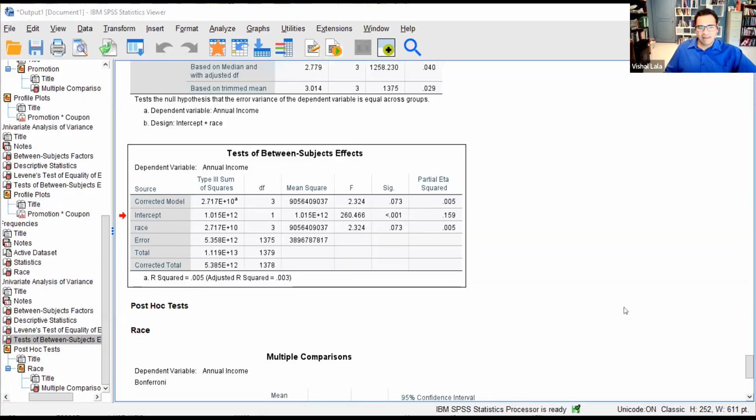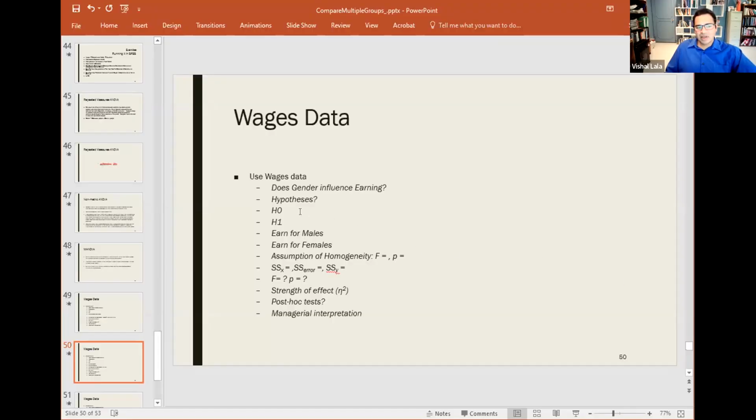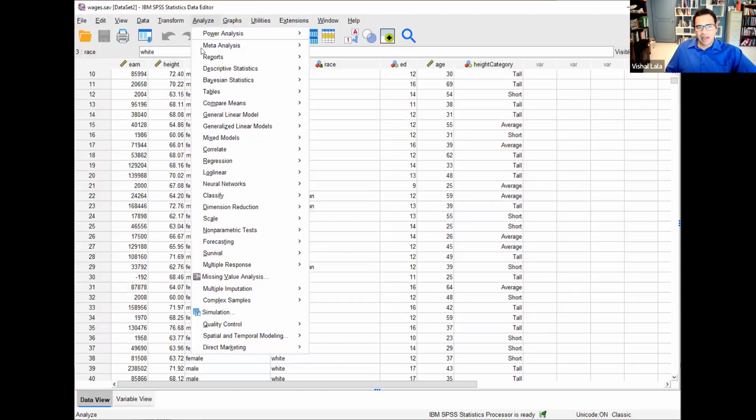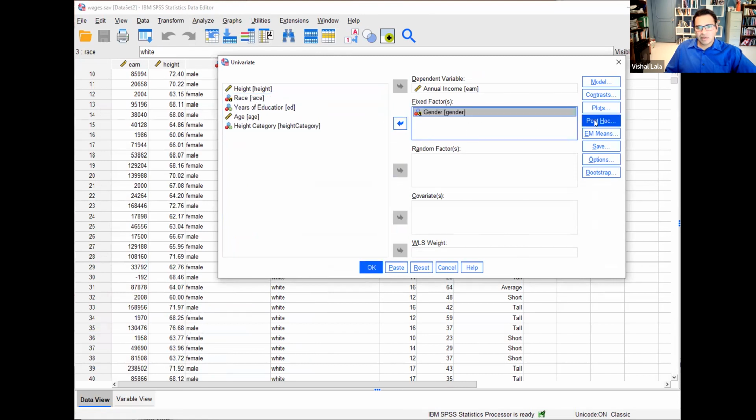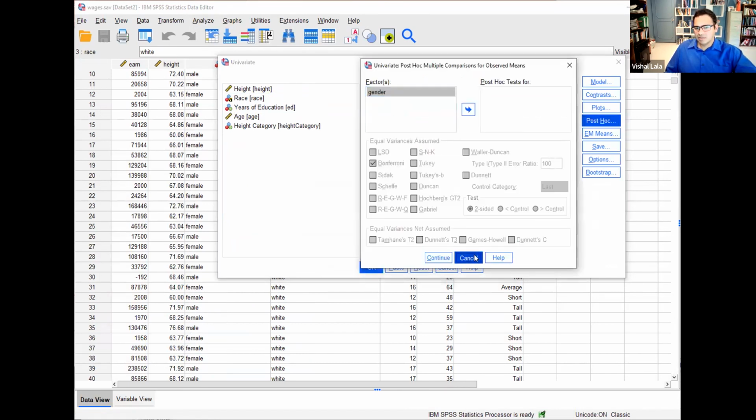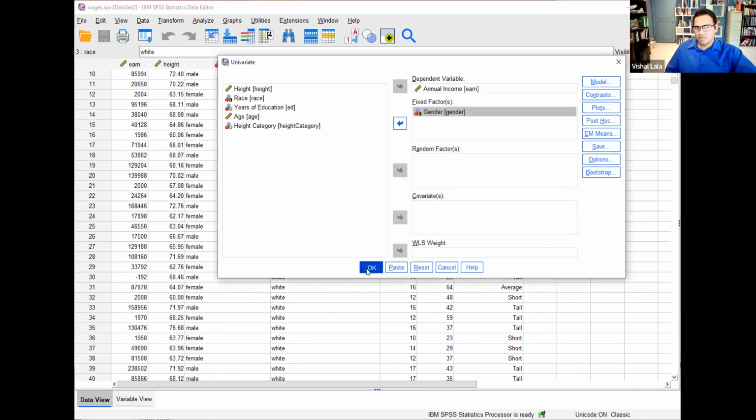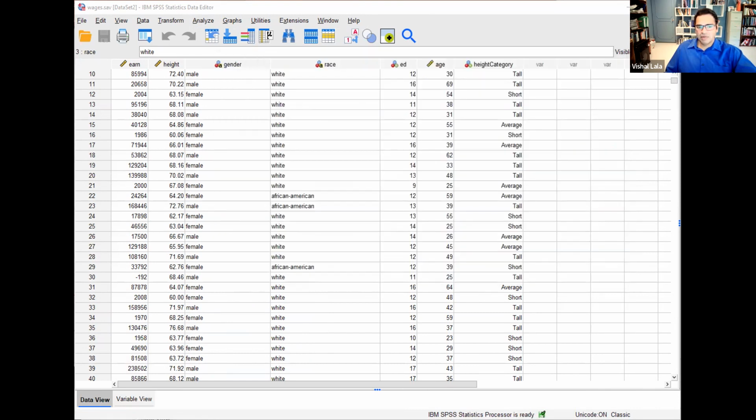All right, let's consider another example. The same data set. We can examine the effect of gender next on earning. So for this one, analyze, general linear model, univariate, bump race out and move gender in here. Now, because the variable gender in our data has only 2 levels, there is no need for a post-hoc test. We'll run this and see what we find out.